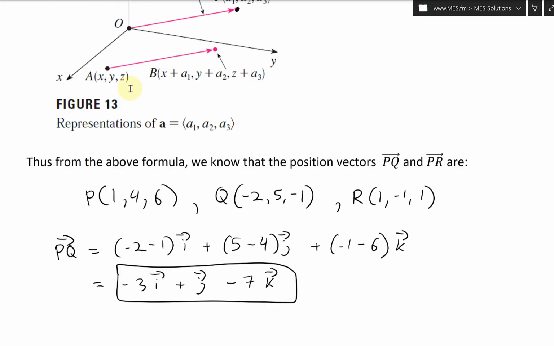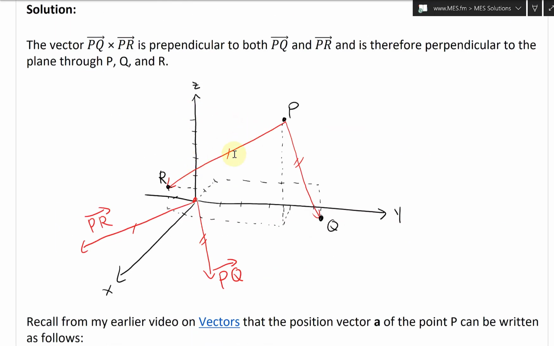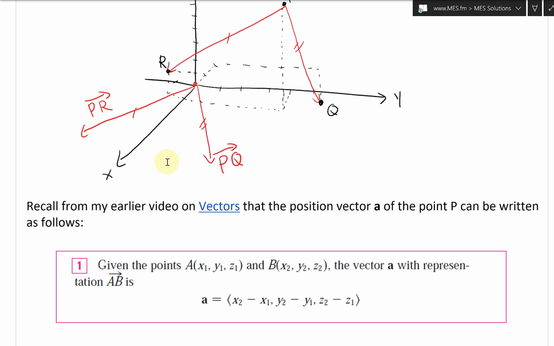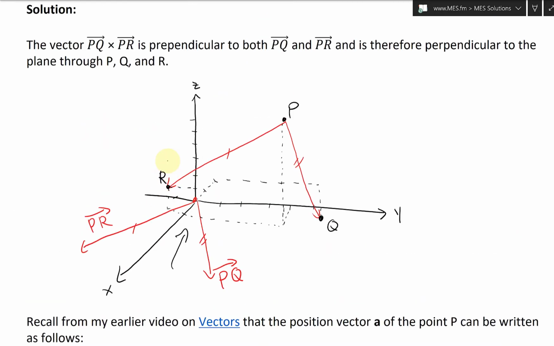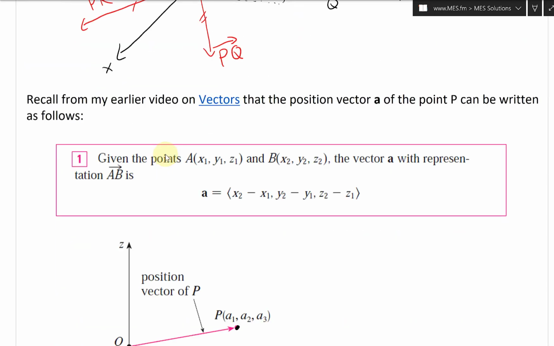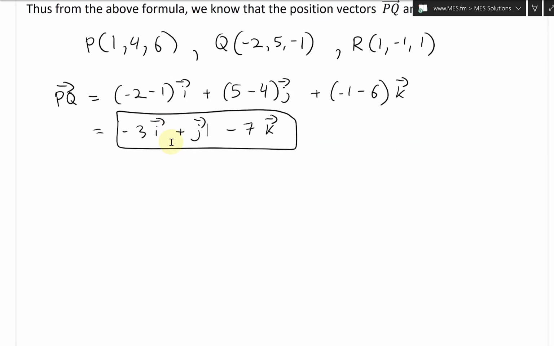Now we have to get the other vector PR, and PR is going from P to R. We just shift this, write the position vector from the origin, and these are just parallel. So if you get one that's perpendicular to this, it's going to be perpendicular to this. If you have a vector sticking out like that, the cross product crosses both of them. All right, let's continue further, and the next one is PR.